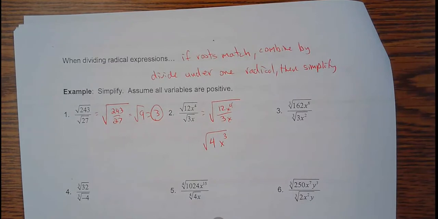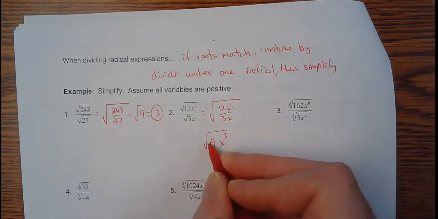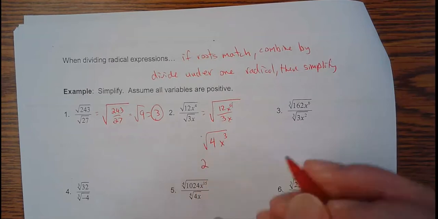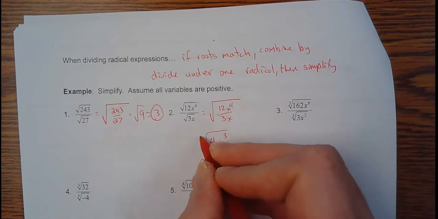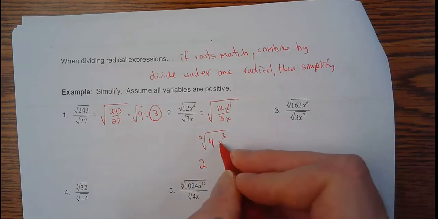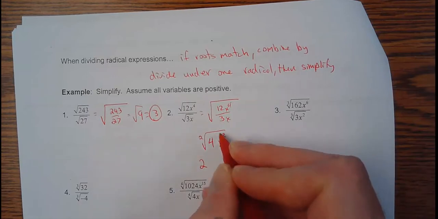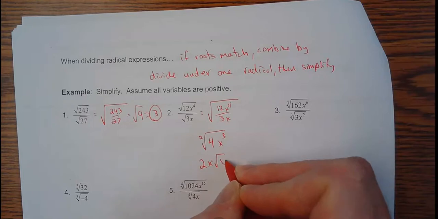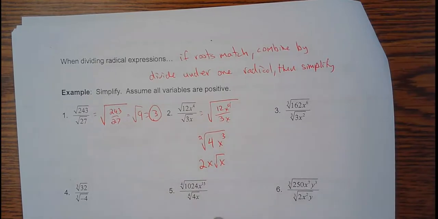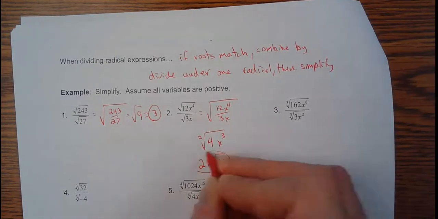And now you think, I did the division part, now I need to simplify. Well, the square root of 4 is 2. And then x cubed, remember when it's a square root, it's like a 2. So a pair of these x's could come out as 1x, but then you have 1x left under the radical still. Okay.